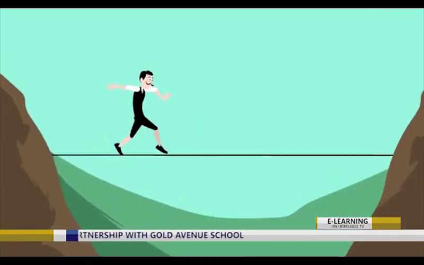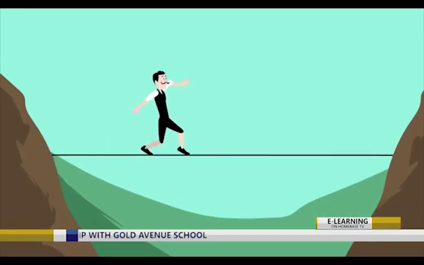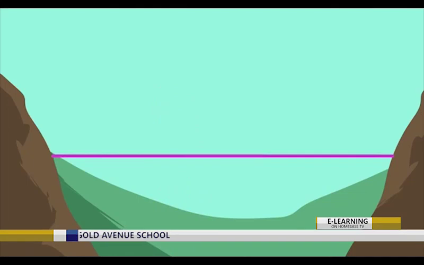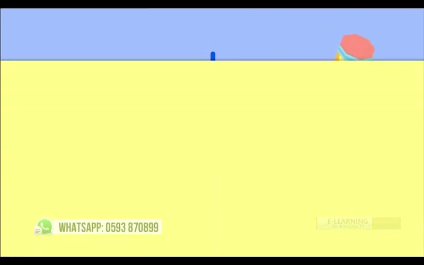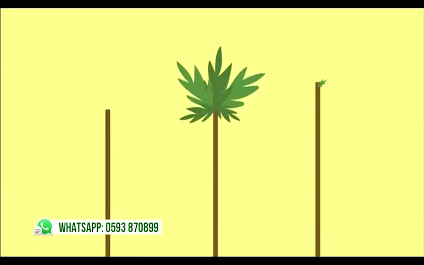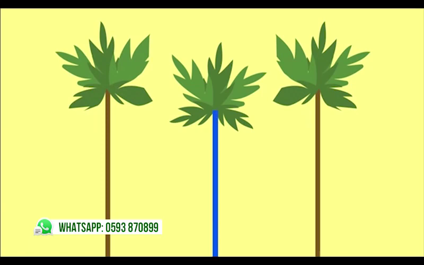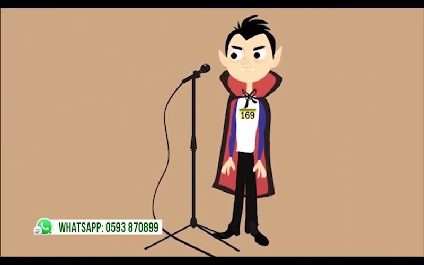or like the tightrope of an acrobat. Whoops! Cheerio! Now this is a vertical line. Vertical lines look like the trunk of this palm tree, or like this microphone stand.